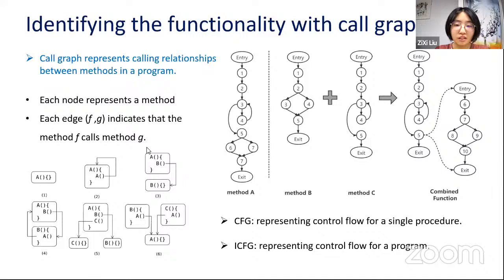In the subsequent analysis of the CFG, we connect the CFGs of the functions that have a calling relationship, as shown in the diagram on the right. The method B and method C on the right side of the dotted line have a calling relationship, and the CFG after connecting them is very similar to the method A, which is on the left side of the dotted line. In fact, these two corresponding source codes achieve the same functionality. So we use the CFG to represent the control flow for a single procedure and use ICFG to represent control flow for a program.